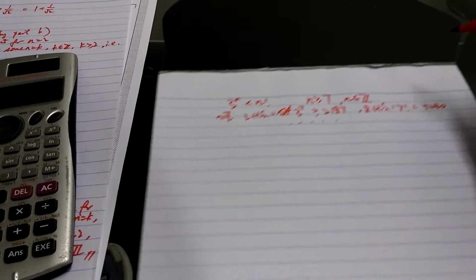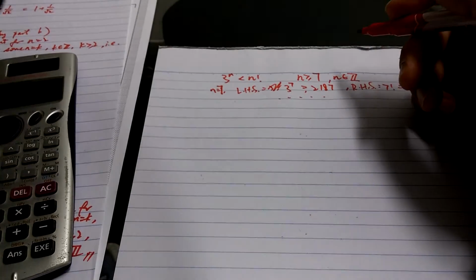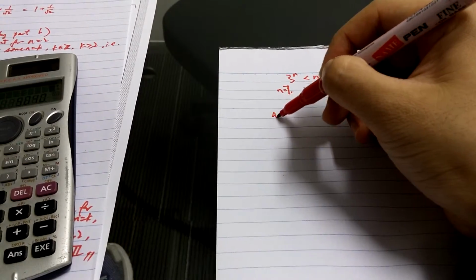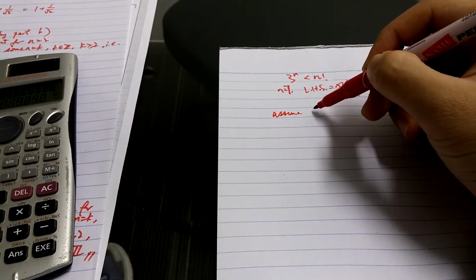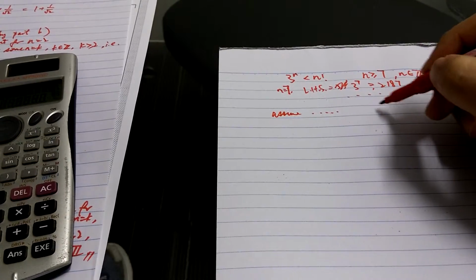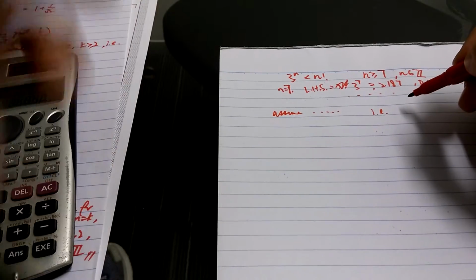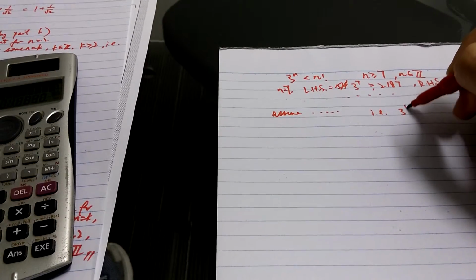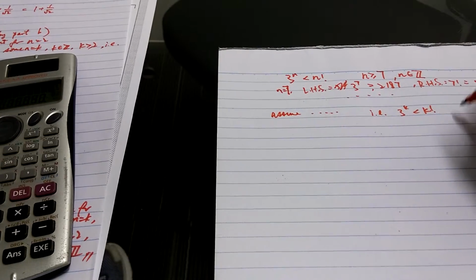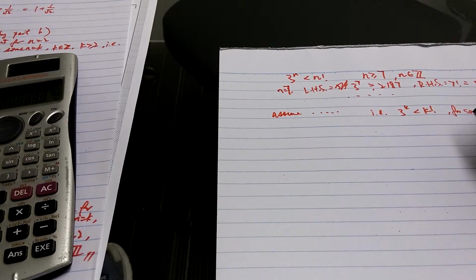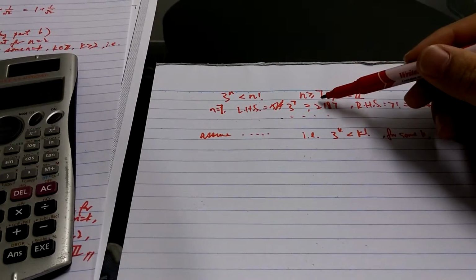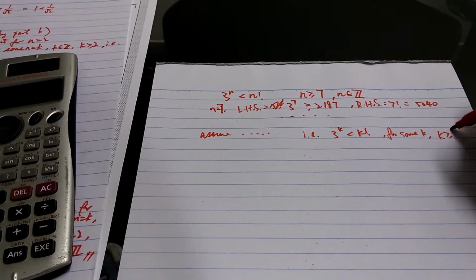I will skip writing those things. Now we move on to the assumption step. Assume that the statement is true for some k. That is, I have 3 to the power of k less than k factorial for some k, where k is bigger than 7.